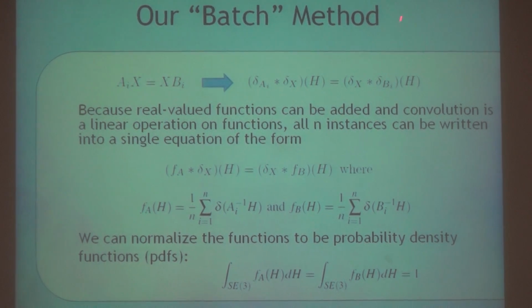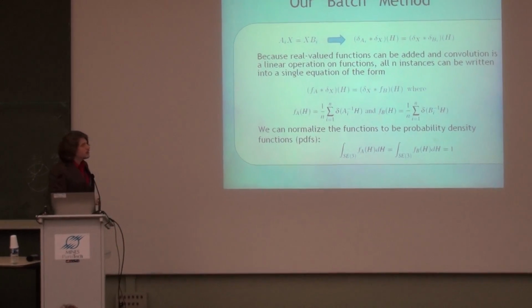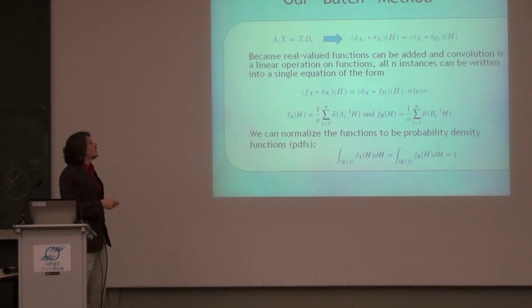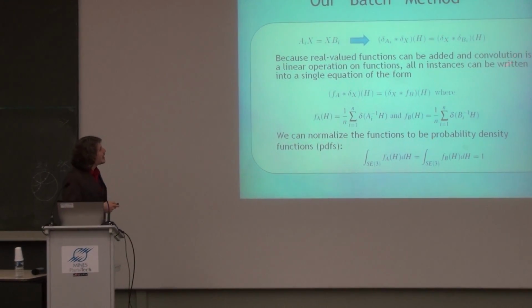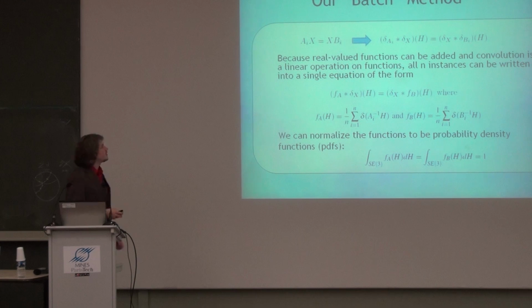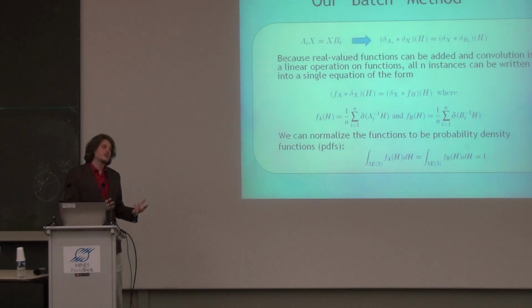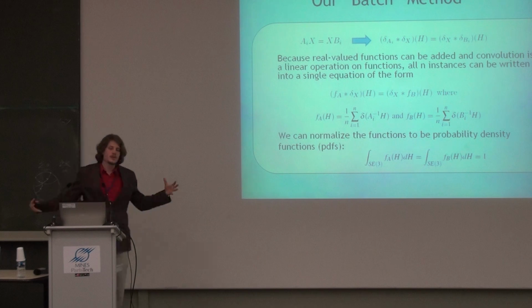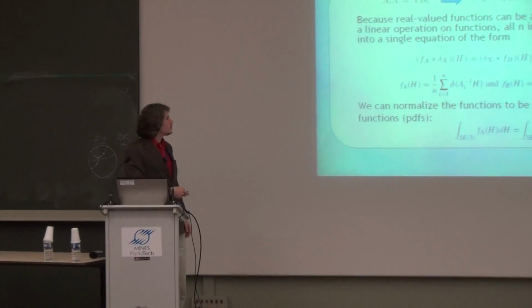What this allows us to do, unlike using elements of SE3, the rigid body transformations, is that using these delta functions we can now add these functions, and convolution is a linear operation. So all of these n instances can be written into a single equation. We need 2 or more sensor measurements to solve the AXXB problem, so now we can put all n of these sensor measurements into a single equation.